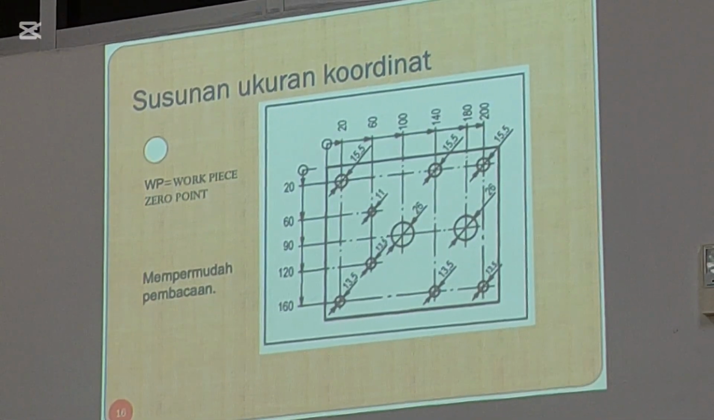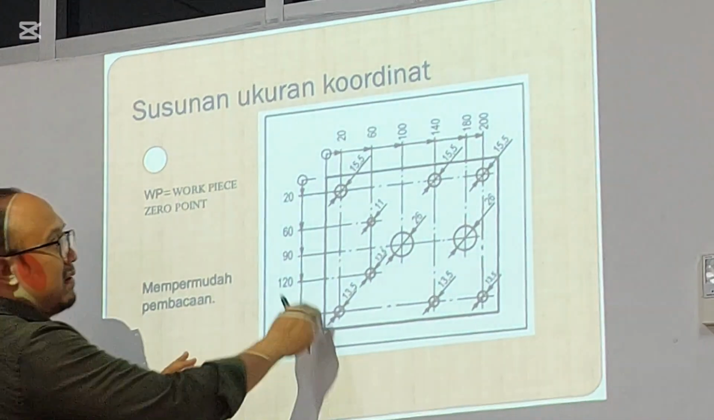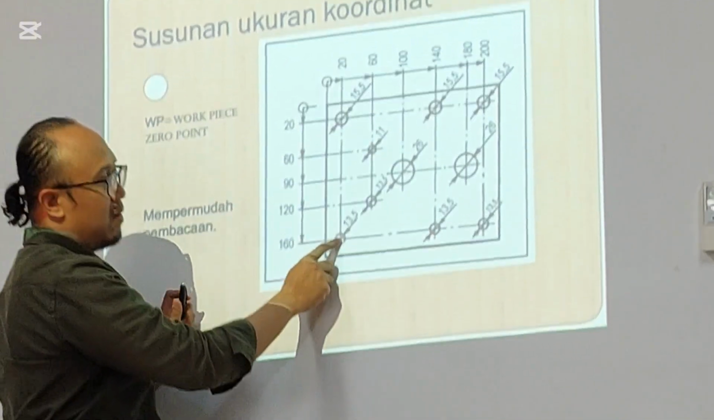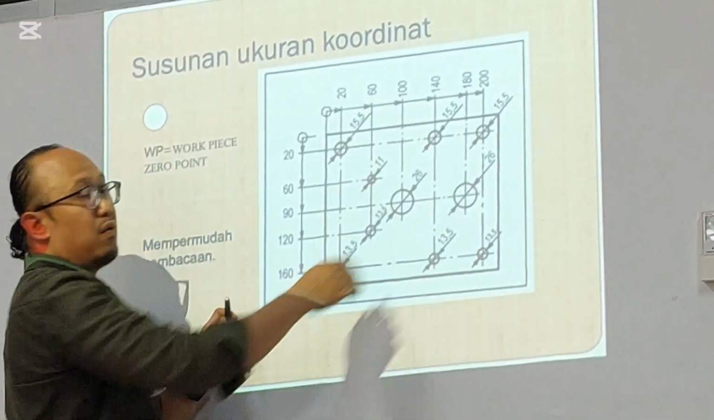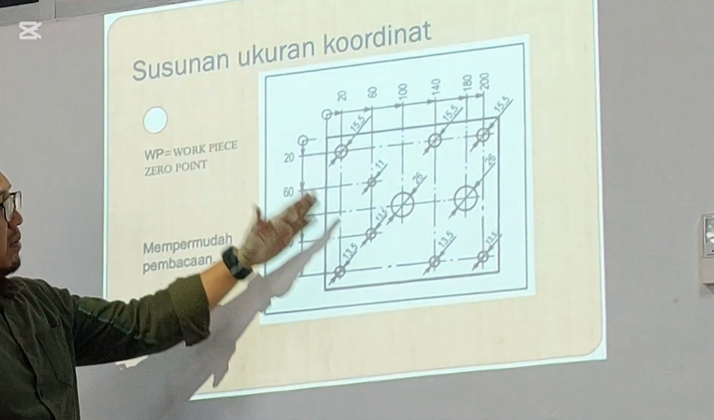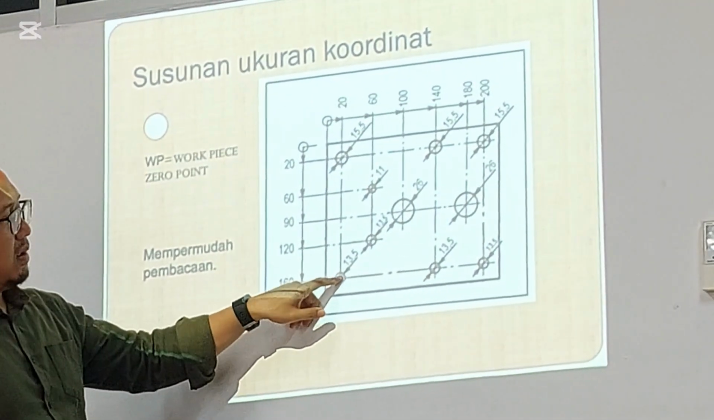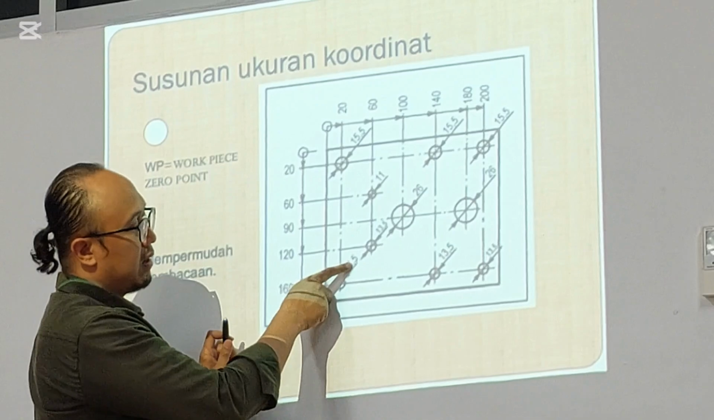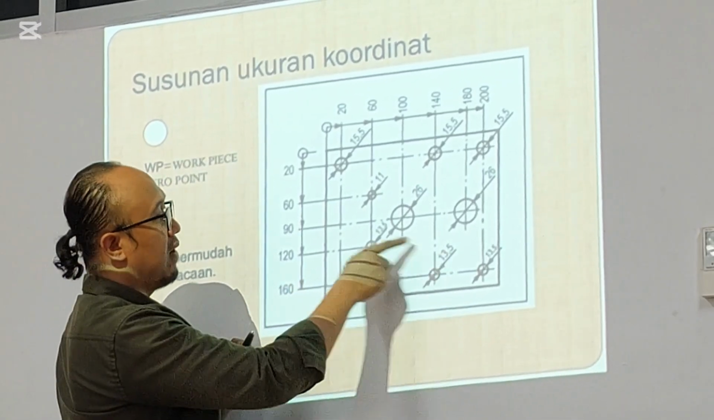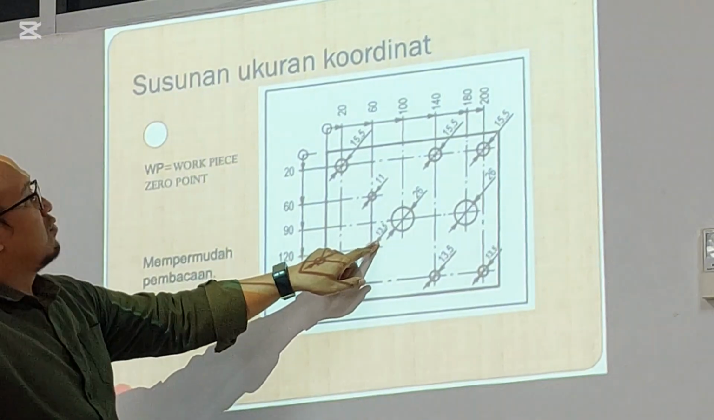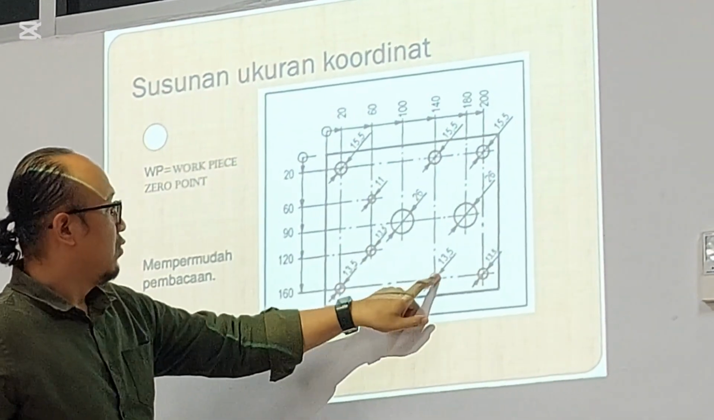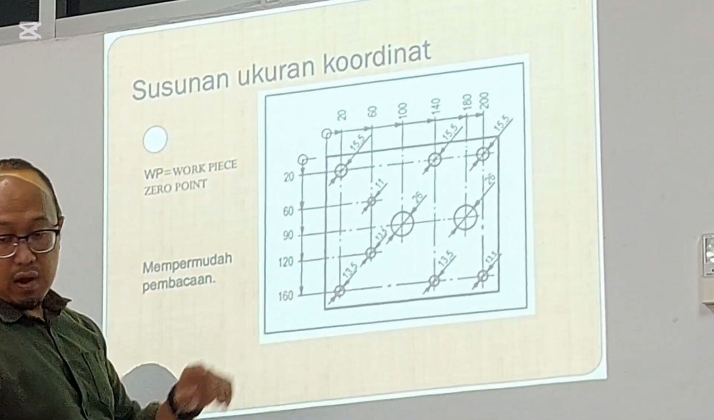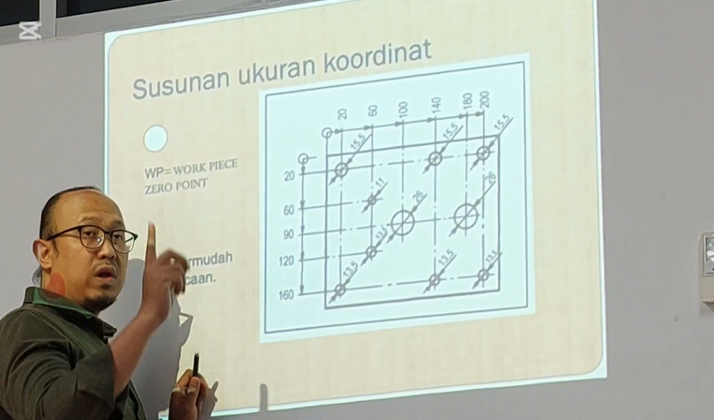This is the example if there are so many holes in one area. 1, 2, 3, 4, 5. So many holes. You must put the size of every hole. If the hole is similar, for example, 13.5, this is also 13.5, this one also, 1, 2, 3, 4. If the size was similar, you can also put only one time.